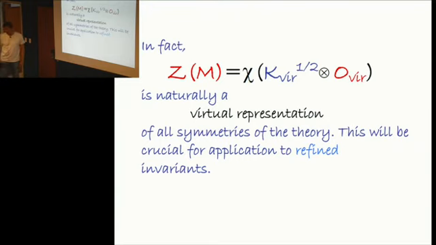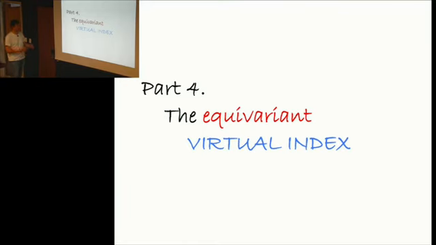And since this is now a representation of some group, we'll study it in that generality. So we'll talk about the equivariant virtual index. It means this object considered as a virtual representation of whatever group of symmetries you have.